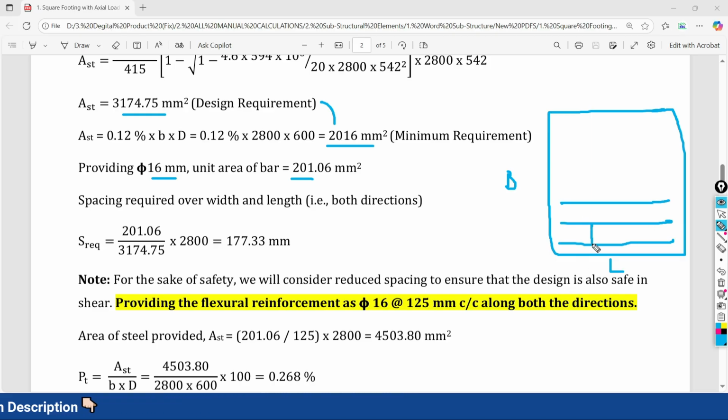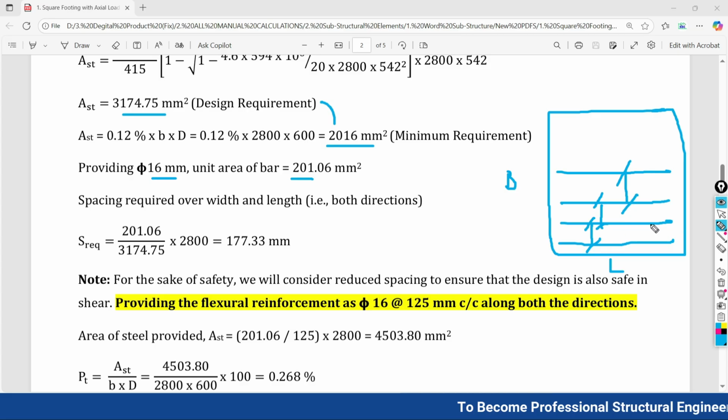So what should be the spacing between these two bars? The spacing will be uniform, same. So we have to calculate what spacing we need to provide. It is very simple to calculate the spacing.